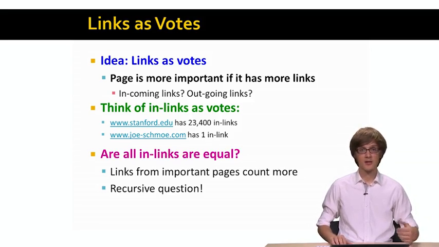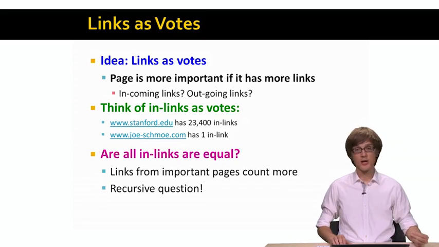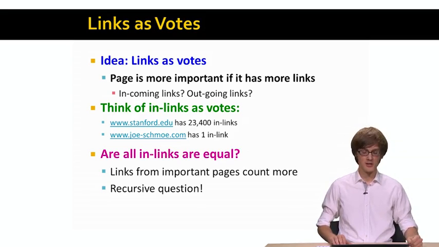The second thing is that it's not enough just to consider in-links, but we also have to consider where this link is coming from. So for example, a link from a given web page, maybe from stanford.edu, is more important than a link from some other web page that only receives very few in-links. Right? So the idea is that not all in-links are equal. Links coming from important pages are worth more.